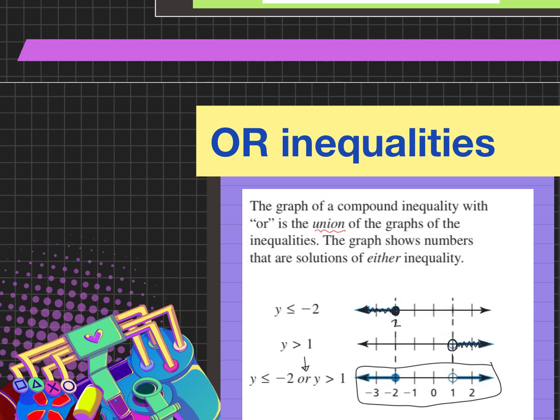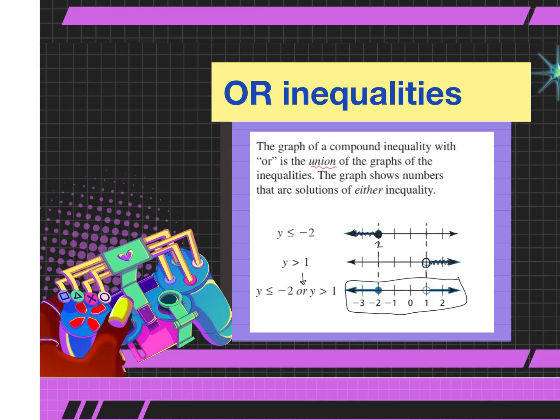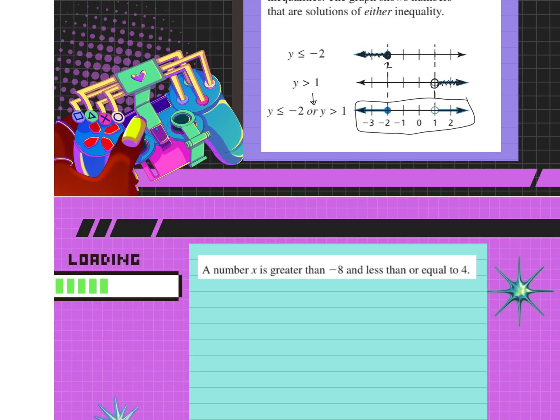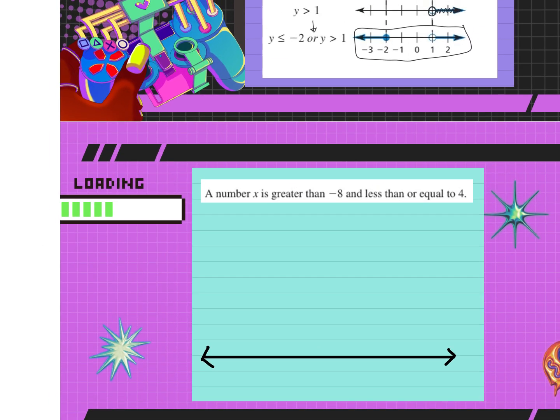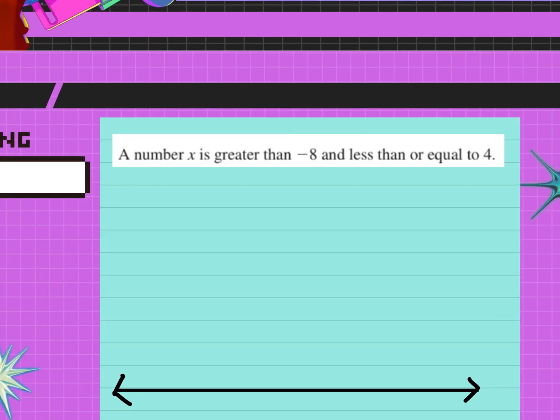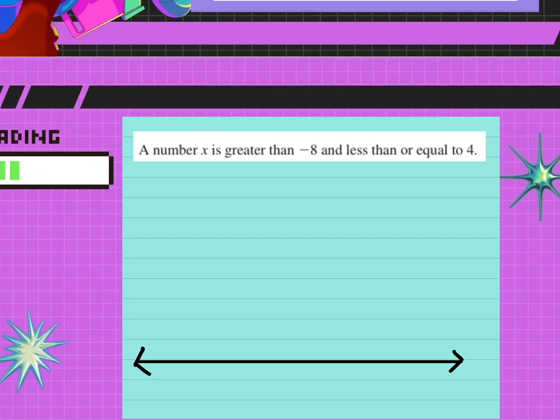Now, that's just reading and graphing them. But just like we've been solving, you're going to have to solve them in a minute as well. But before we do that, let's make sure we know how to write compound inequalities. The first one says a number x, so that's our variable x, is greater than -8 and less than or equal to 4. So x is also less than or equal to 4.